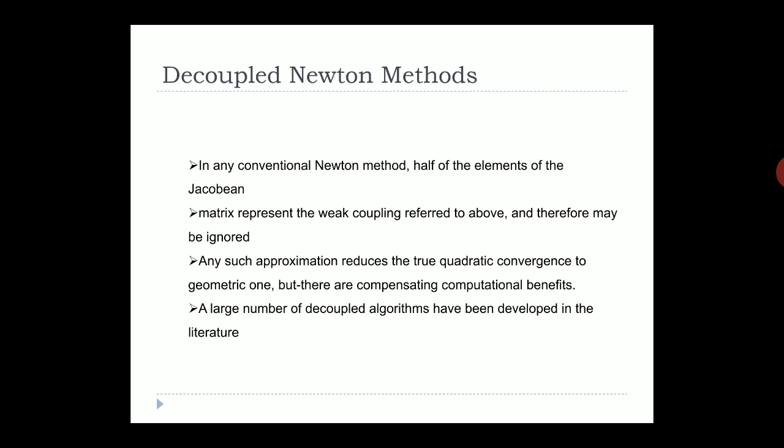So we have a decoupled Newton method. In any conventional Newton method, half of the elements of the Jacobian matrix represent the weak coupling, and they may be ignored. Any such approximation reduces the true quadratic convergence to geometric one, but there are compensating computational benefits. There is an approximation, but the computation becomes much faster. A large number of decoupled algorithms have been developed in the literature. So there is not only a single type of algorithm, but many algorithms of this decoupled nature. We'll discuss the fast decoupled load flow method here.